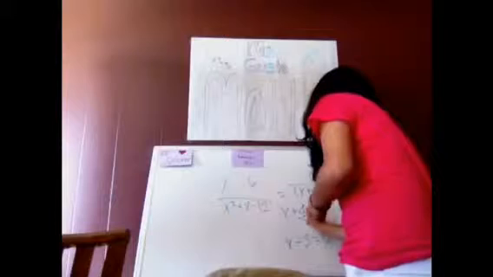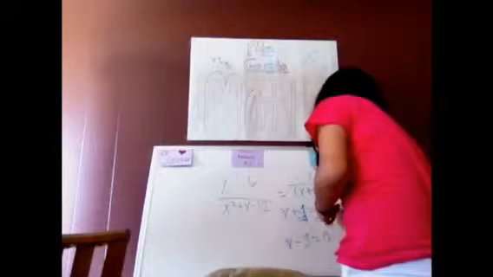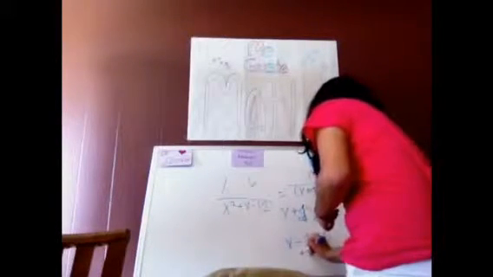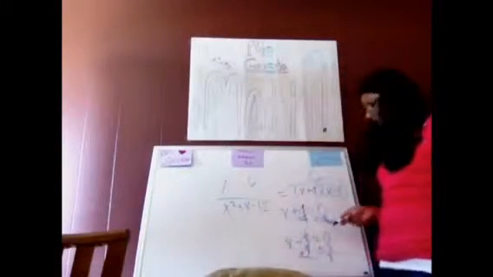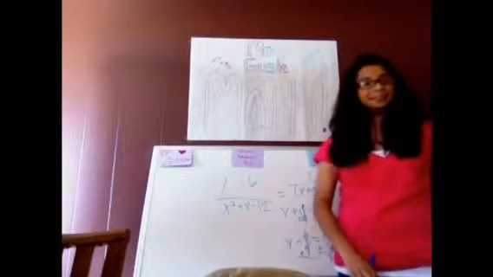So you're going to subtract 4 from both sides. And you're going to add 3 to both sides. So the excluded values are negative 4 and 3. See, that was easy.